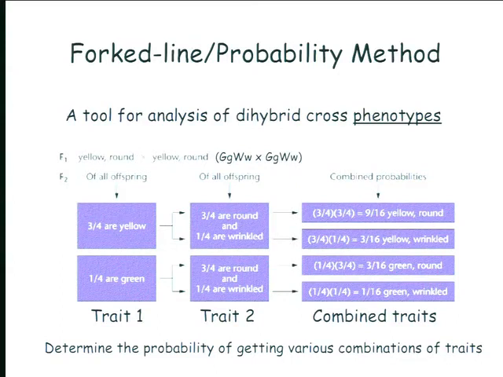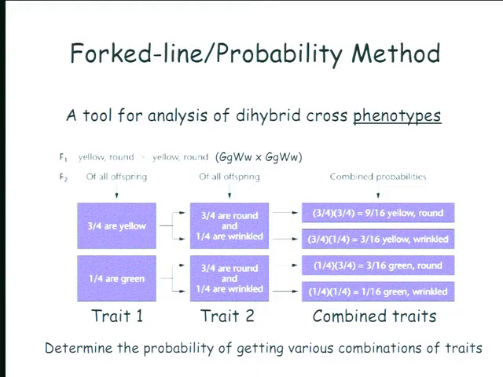Looking at the second trait, the seed shape trait, we can say out of this 3/4 of the offspring that are yellow, 3/4 of those are also going to be round, because the round allele, big W, is dominant to the wrinkled allele, little w. 1/4 are going to be wrinkled. In the same way, of this 1/4 of plants where you have green seeds, 3/4 of those are also going to be round, and 1/4 are going to be wrinkled.